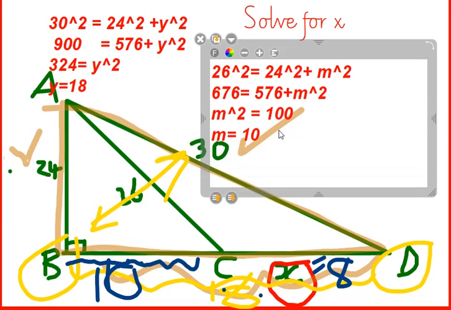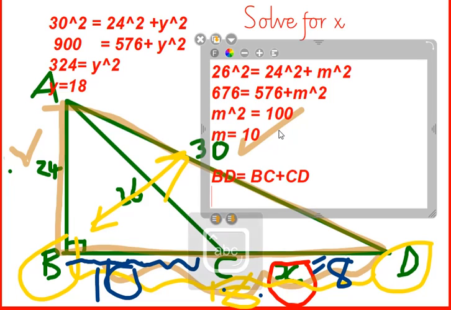So we said BD. I want you to have a look at what we're writing here so that you understand the concept better. Look at line BD. BD is equal to BC plus CD. We add BC plus CD to get BD, and we say that BD is 18. So let's substitute 18 for BD.